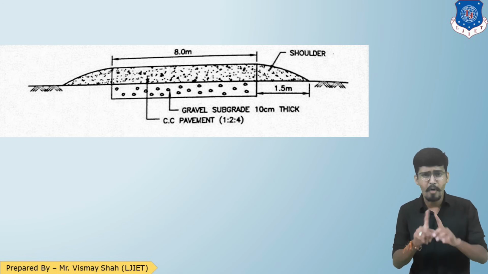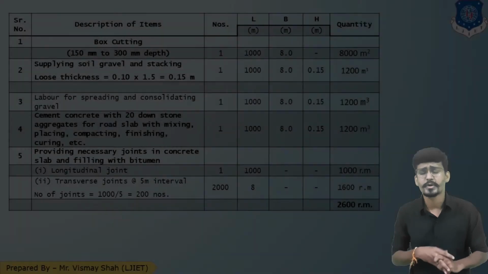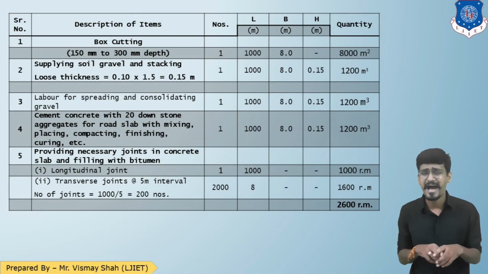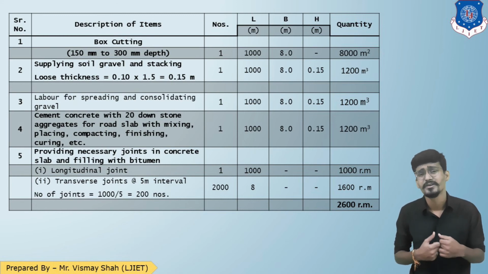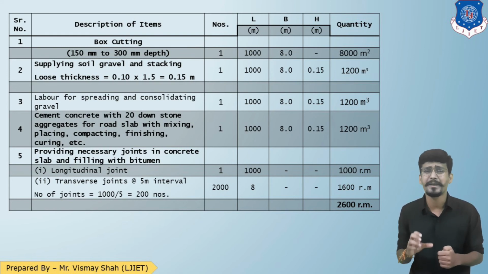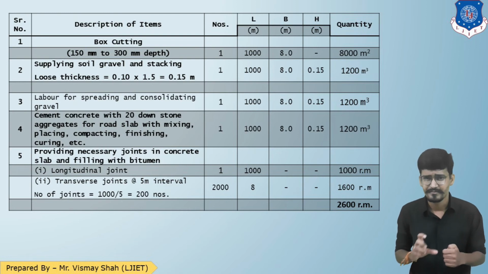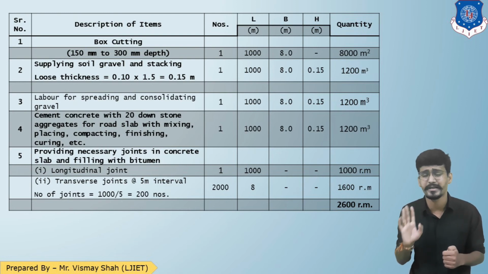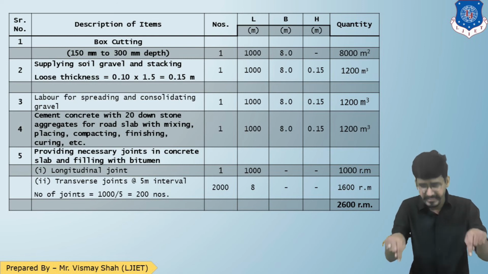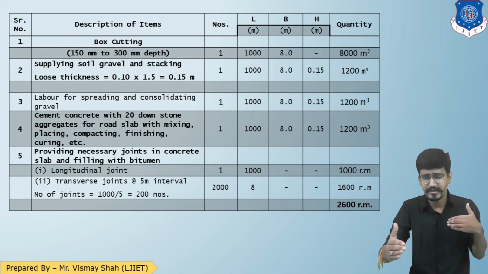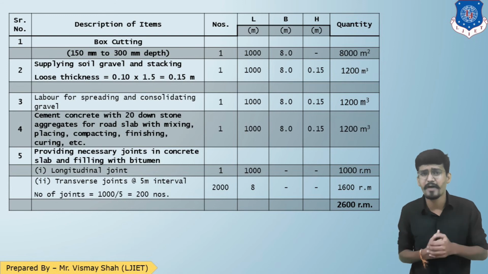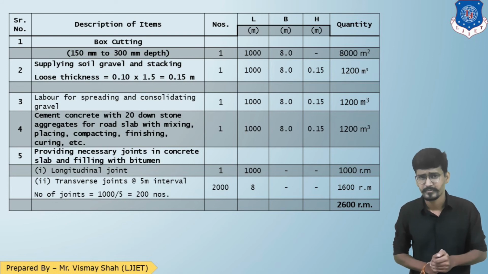The first will be the box cutting for the road. So students, for the box cutting, the area will be 1 kilometer of road, so 1000 meter, and the width of pavement is 8, so 1000 into 8, 8000 meter square. Here the depth could be 150 to 300 mm. We are assuming the depth, so here we are not calculating in meter cube, we are calculating in meter square. We are cutting the area. All right, 1 kilometer in length, and the width will be 8 meter, so that is 8000 square meter.